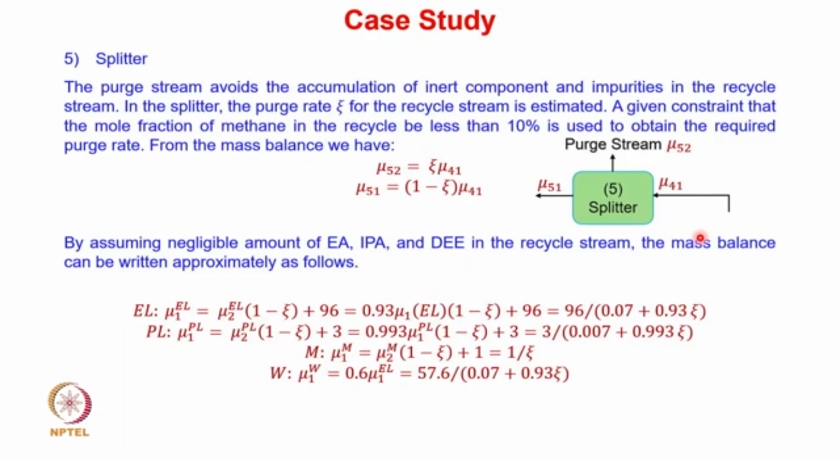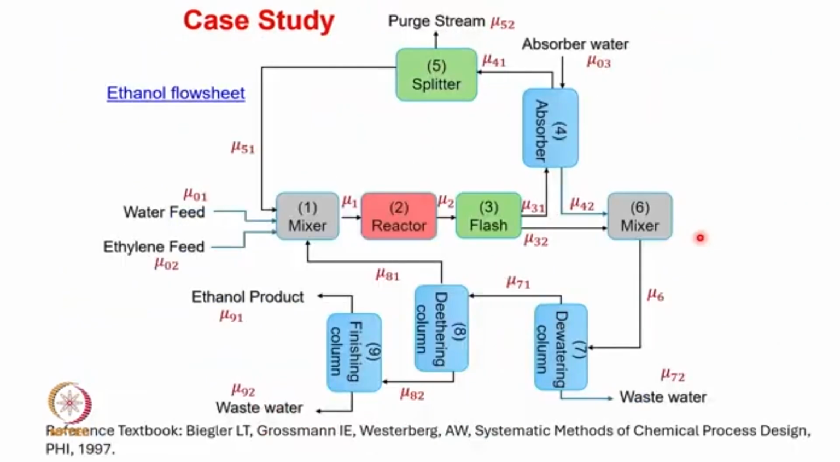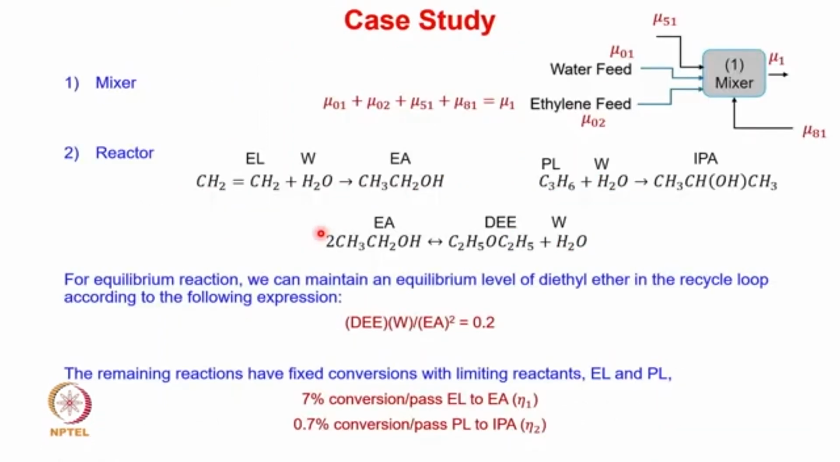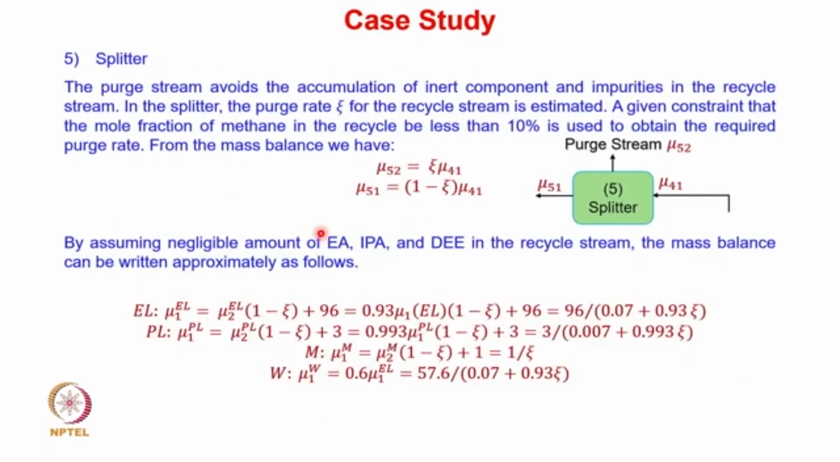Now the next unit which we wanted to look at is a splitter. Remember, in the flow sheet, the vapor coming out from the absorber is then given to the splitter. In the splitter, the purge stream will be taken out, and the stream will be recycled back, isn't it? So how the calculations are performed in the splitter, that is given here.